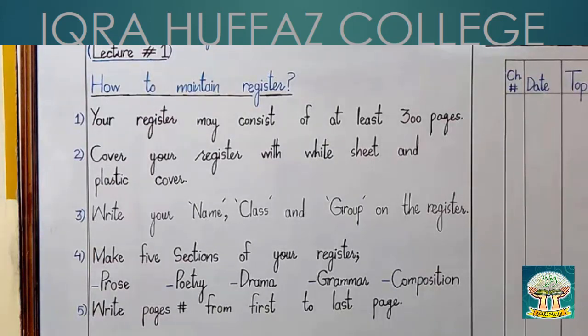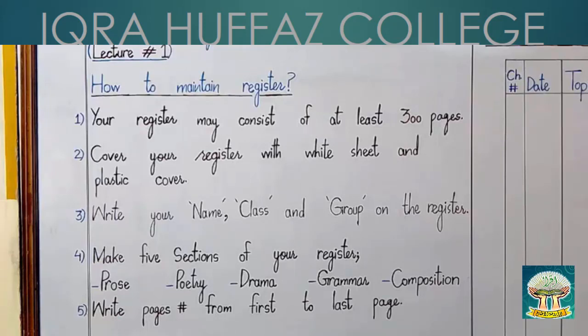Point number 4, make 5 sections of your register: prose, poetry, drama, grammar and composition. Your higher secondary English book consists of 18 chapters more or less. Some of them are literary text and we call them prose, and some of them are poems that we call poetry. You also have a novel named Prisoner of Zenda.